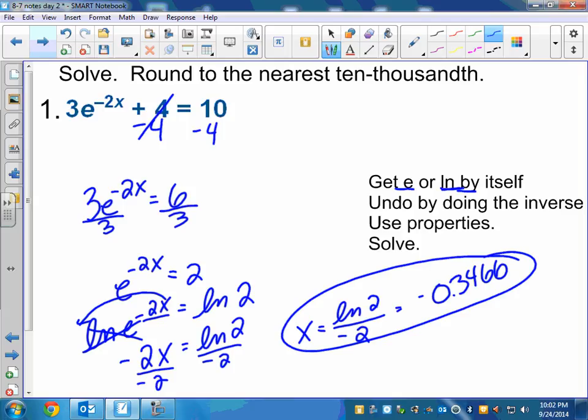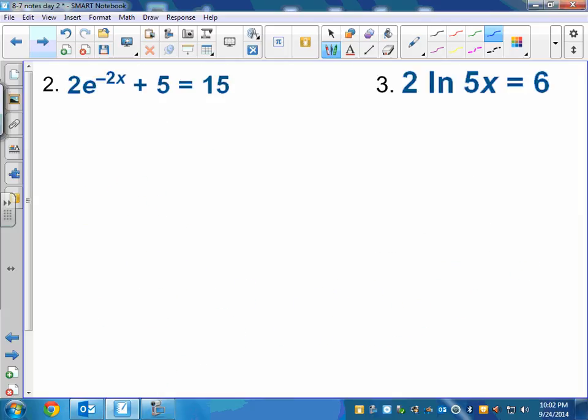Just like with log equations, they can set these up a lot of different ways, so I just want to try to give you as many examples as I can here. Number 2 here is pretty much just like the one I just did, so why don't you go ahead and get a head start on it and see if you can get the answer, and then I'll do it and we'll compare answers. So I'll be quiet for a minute.